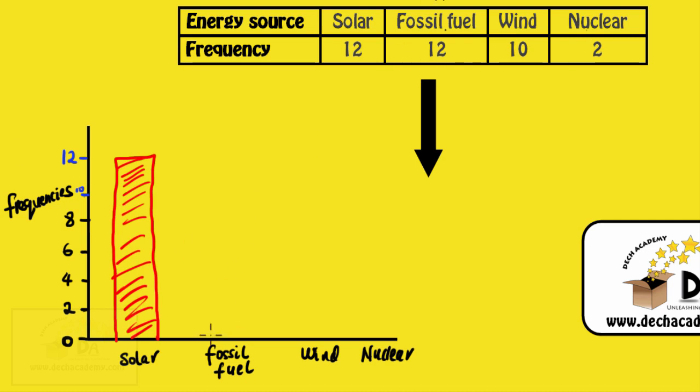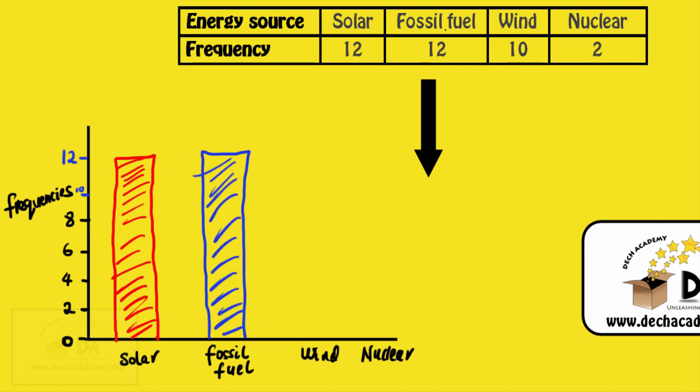For fossil fuel it is also 12. So the two bars are going to have the same height. For wind, it's going to be 10. So it's going to have a smaller height than the other bars we've drawn. I'm sure you've seen a diagram like this. This must be something you've done before.